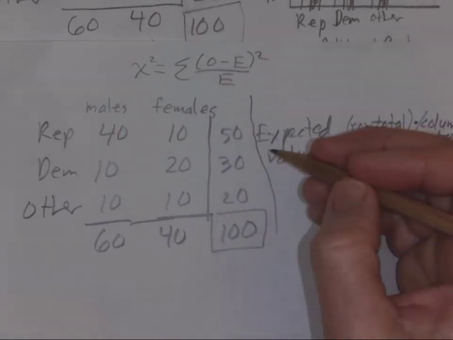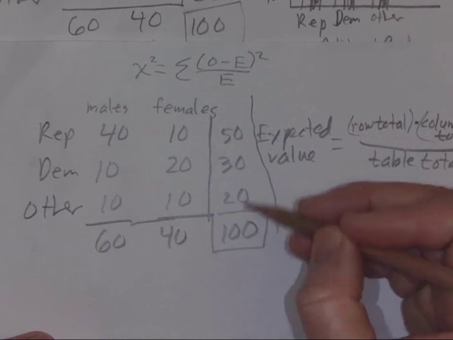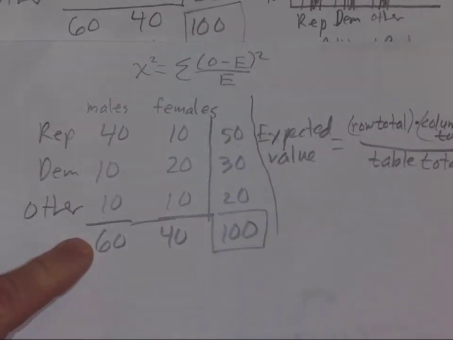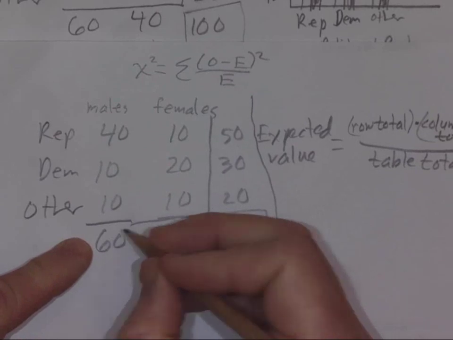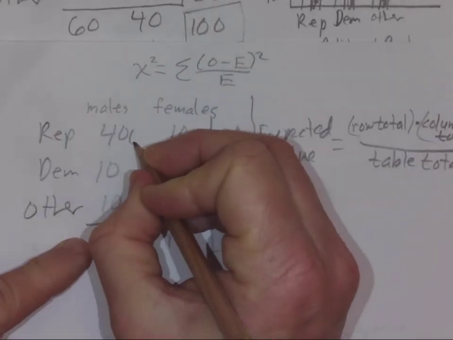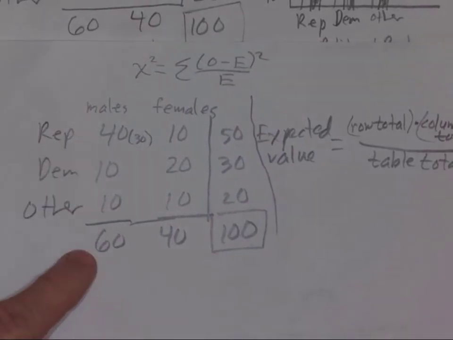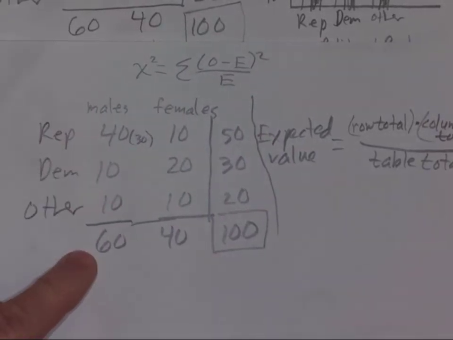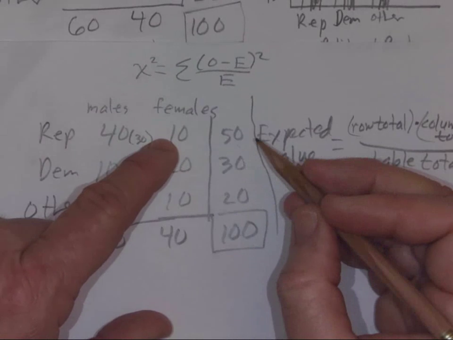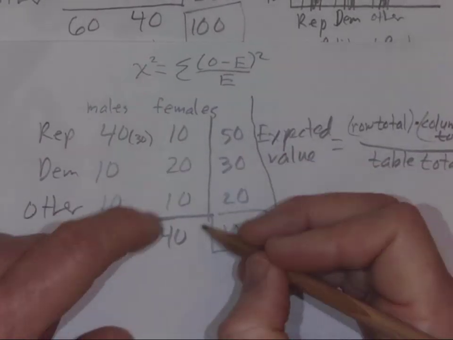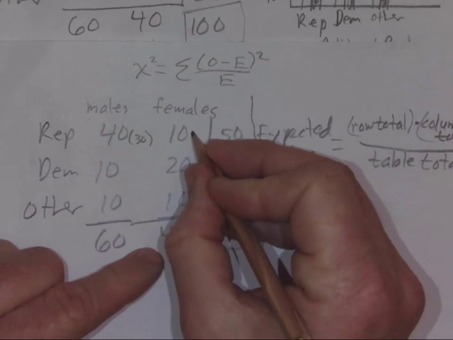So if the null is true, and 50% of the people are Republican, I'm expecting 50% of the males to be Republican, and 50% times 60 is going to be 30. That is the expected number of males that are going to be Republican if the null is true. And similarly with females, I'm expecting 50% of the females to be Republican. So that'd be 0.5 times 40, which would be 20.